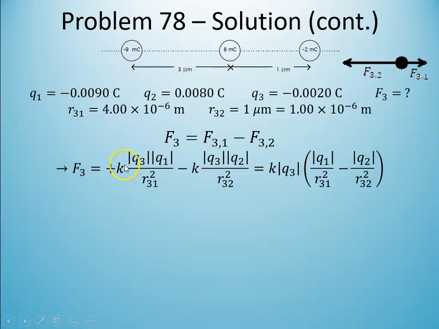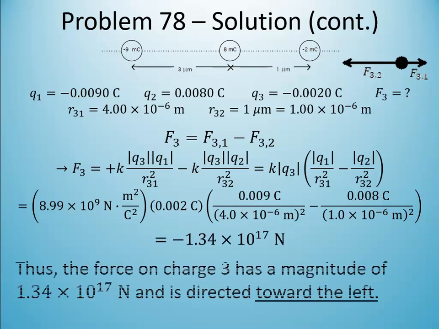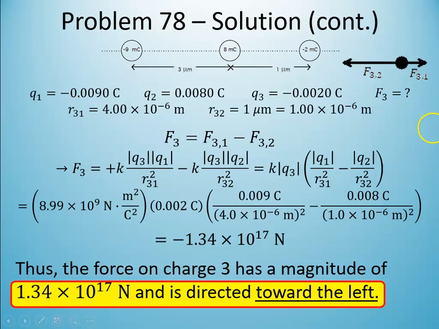And notice that I have a kQ3 in each of these two expressions, so I'm going to factor that out to make my life a little bit easier when I plug in numbers. And upon plugging in the numbers, we get this result. We get a force of negative 1.34 times 10 to the 17 newtons, which means a force of 1.34 times 10 to the 17 newtons toward the left.